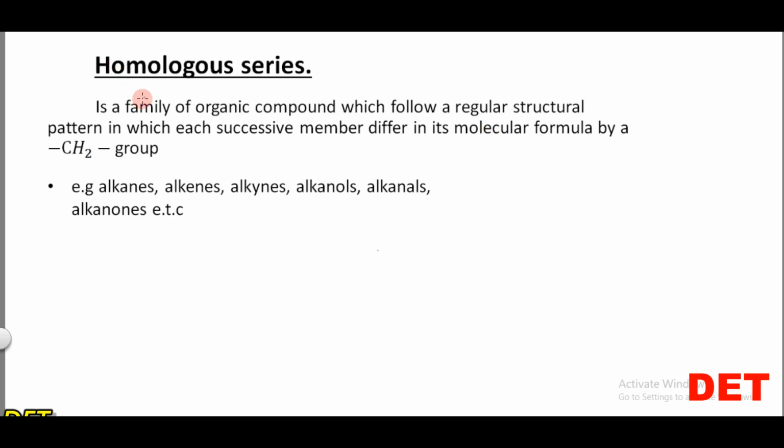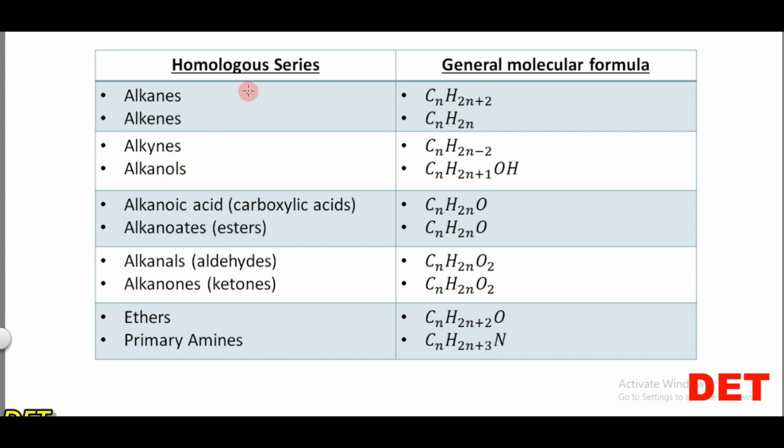Alright, so again, a homologous series is a family of organic compounds which follow a regular structural pattern in which each successive member differs in its molecular formula by a CH2 group. Examples of homologous series are alkanes, alkenes, alkynes, alkanols, alkanals, and alkanones, right? So here we're going to look at the different homologous series and their general molecular formulas.